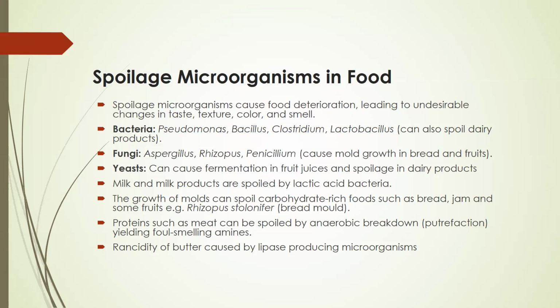So the growth of molds can spoil carbohydrate-rich food like bread, jam, and some other fruits. Proteins such as meat can be spoiled by anaerobic breakdown also. It causes putrefaction under anaerobic condition, yielding foul smelling compounds, like rotting. When you start smelling that something is rotting.